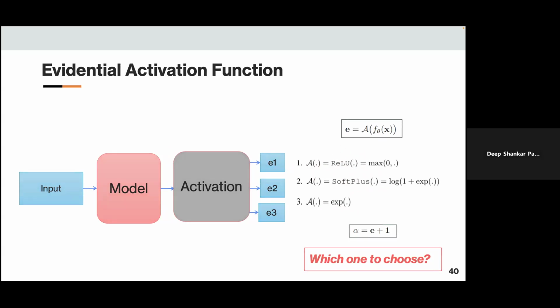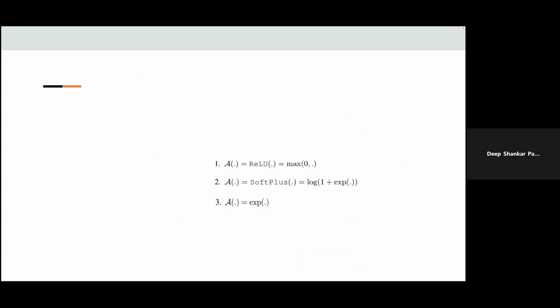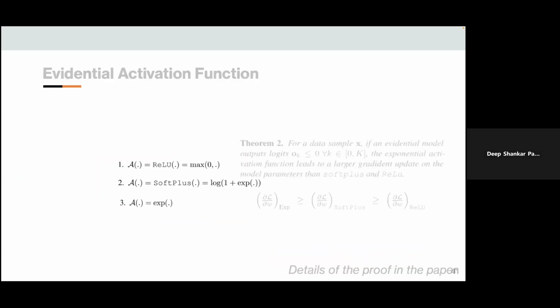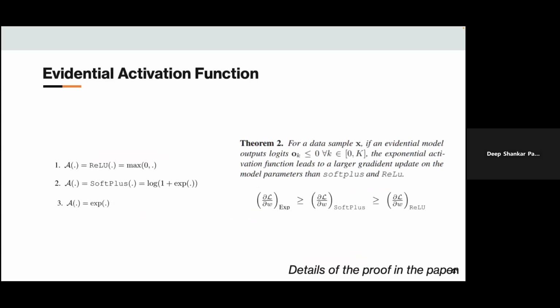So this means the exponential activation function is better, but this does not solve the original problem. The exponential based model can still suffer from the zero evidence issue.